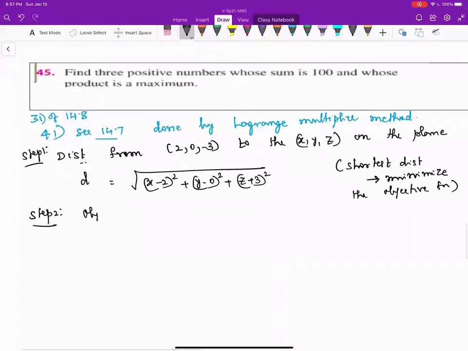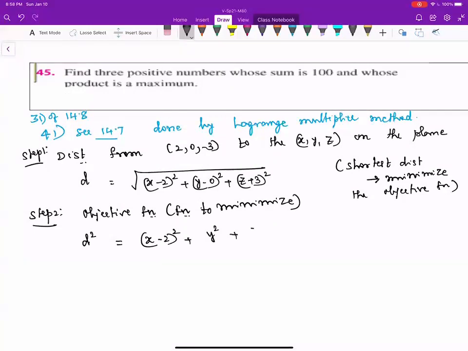So what is the objective function that you want to minimize? I'm going to call it the square of the distance function, which is taking the square of the square root. So that becomes f = (x minus 2) squared plus y squared plus (z plus 3) squared. Call it 1.